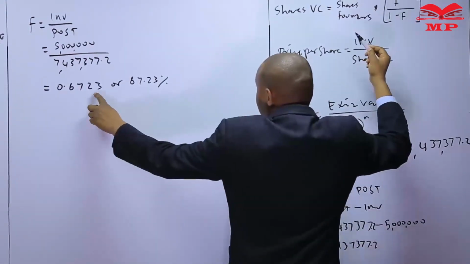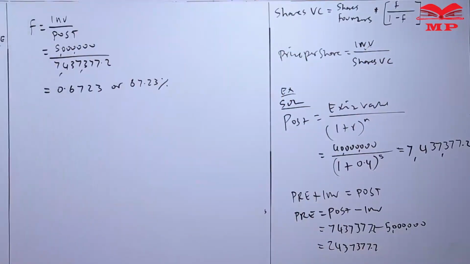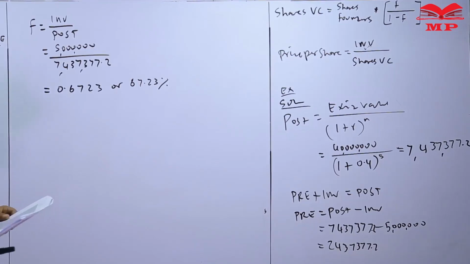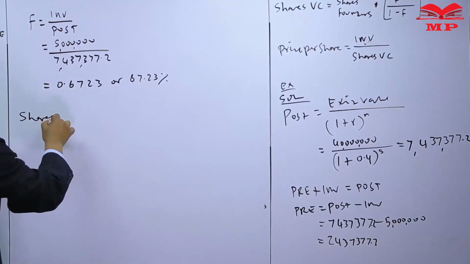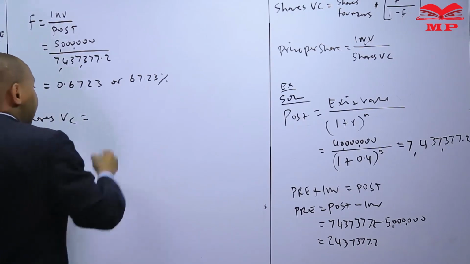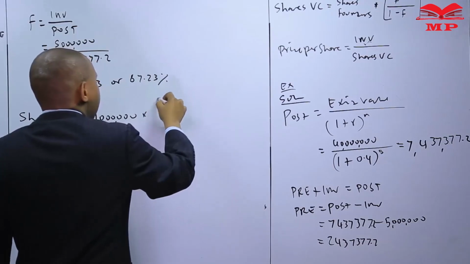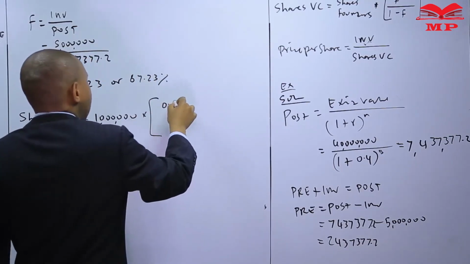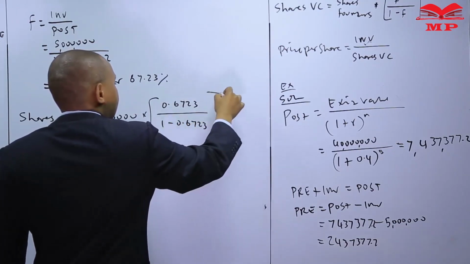F is 0.6723, and 1 minus F is the remainder. The shares of the founders we have been given in the question as 1 million shares. So can we get the shares for the VC? The shares VC is given as the shares of founders, 1 million, multiplied by F over 1 minus F, that is 0.6723 over 1 minus 0.6723.